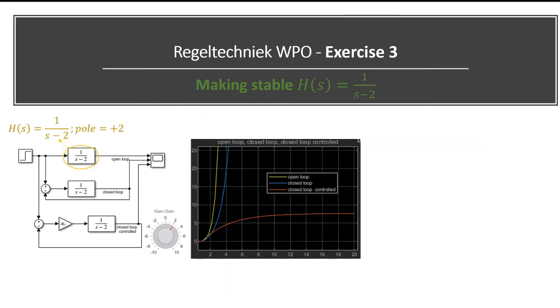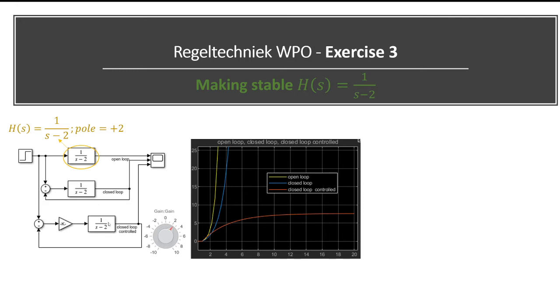And the third one is a little bit manual playing. We have a system 1 over s minus 2. As you can see immediately, this system will be unstable in open loop because our pole is at plus 2. This you can see also in this figure in yellow. Then when I put this system in closed loop, then our pole will move to plus 1, but as you can see in closed loop it's still unstable.